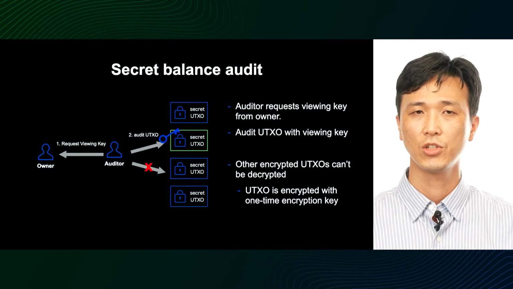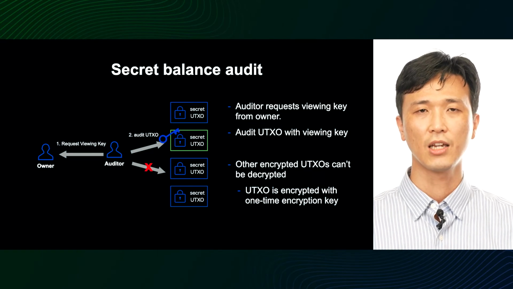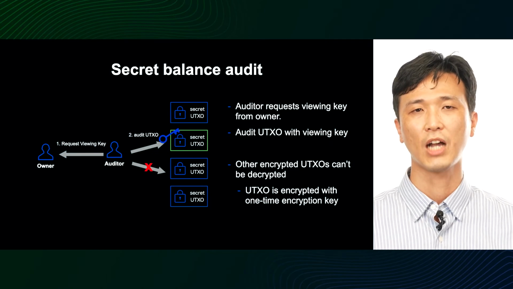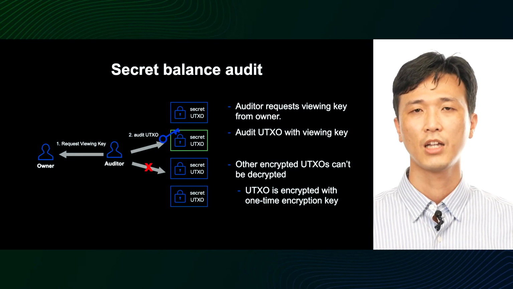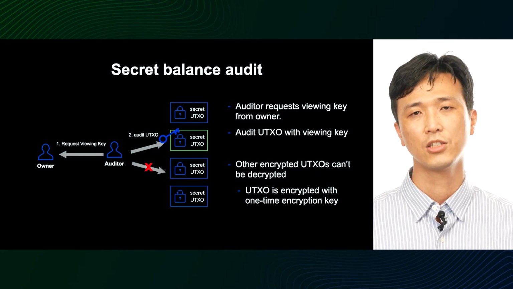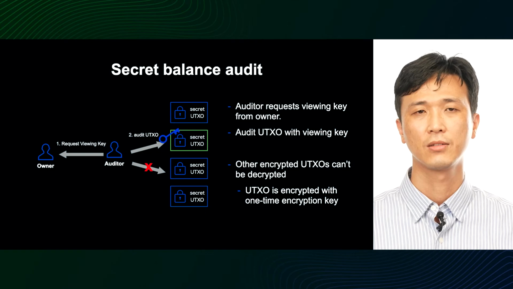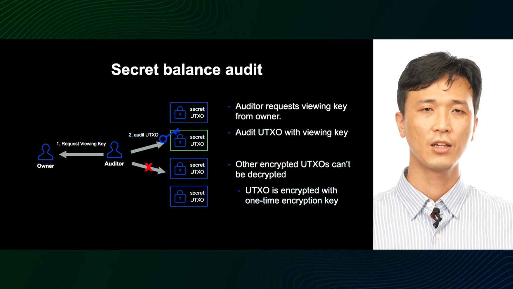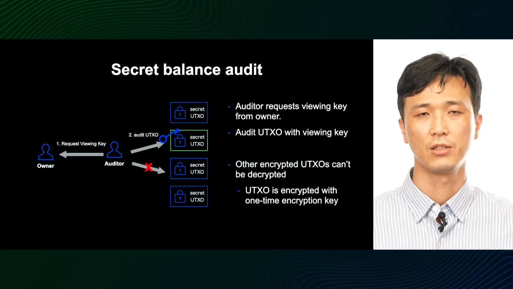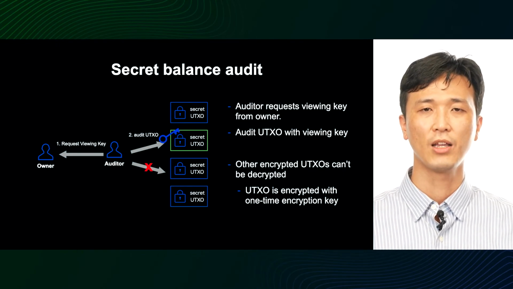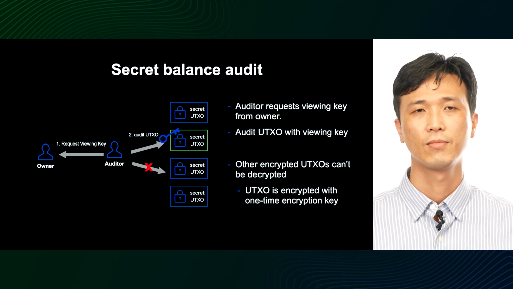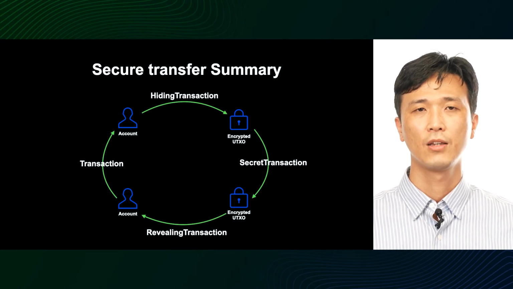So to prevent this, for the secret UTXO included in a transaction suspected of being illegal, the information of the transaction can be audited by requesting the viewing key. However, only the corresponding secret UTXO can be checked with the shared viewing key, and other secret UTXOs cannot be checked. If you want to be audited by a central bank or trusted authority, secure transactions can be audited if the encryption key and viewing key are designed to be managed by a separate trusted auditing entity.